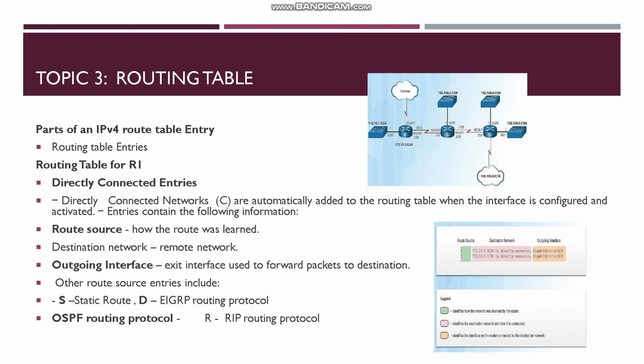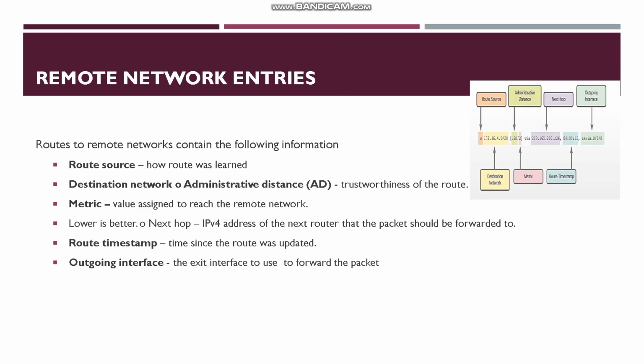There's a legend there. The green color, which is route source, identifies how the network was learned by the router, and the middle is the destination network, which identifies the destination network and how it is connected. The third, the orange color, identifies the interface on the router connected to the destination network. Next slide, remote network entries. Routes to remote networks contain the following information.